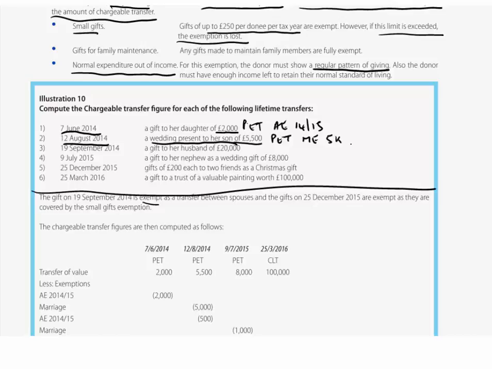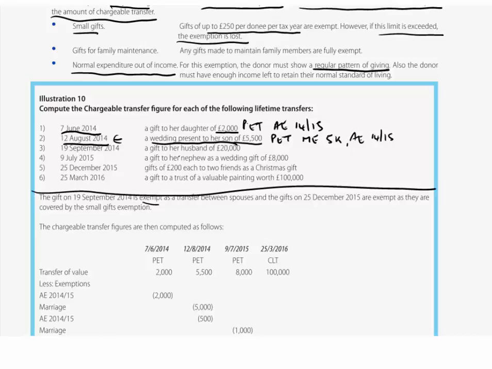So after having applied marriage exemption, we then look at any annual exemption. What date is this? It's August 14. We're still in the 14-15 tax year. Have we used up all of the 14-15 annual exemption? No, we haven't. So we'll use up a further £500. Obviously the marriage exemption has taken out 5,000 of the £5,500 gift, but we'll use another 500 on the transfer to her son there in August of 14, and that will remove any chargeability.